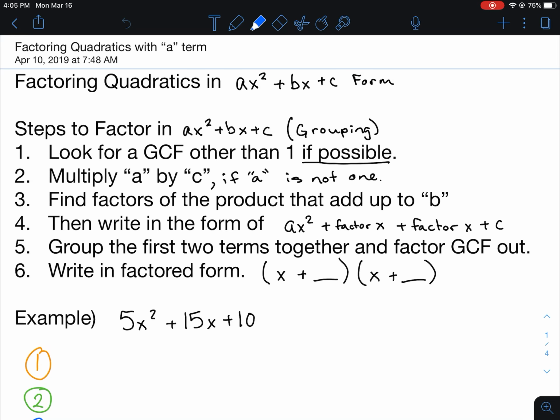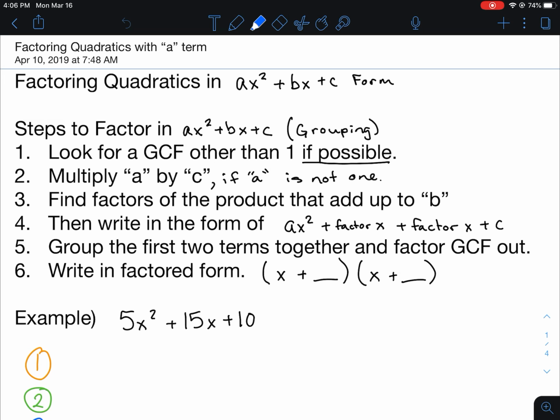So when we are factoring by grouping, this means that in front of our x squared term in our quadratic expression, there's actually going to be a number. And if you look down at the example quickly, there is a 5 in front of the x squared. Before now, we were always just working with 1x squared. So now that we have a number in front of x squared, we are going to have to look for the greatest common factor other than 1 if possible.